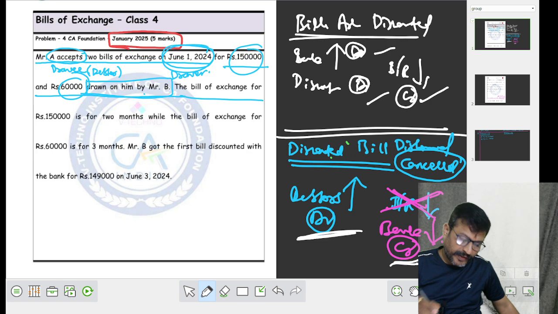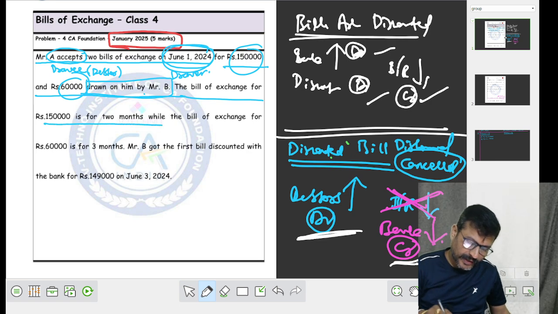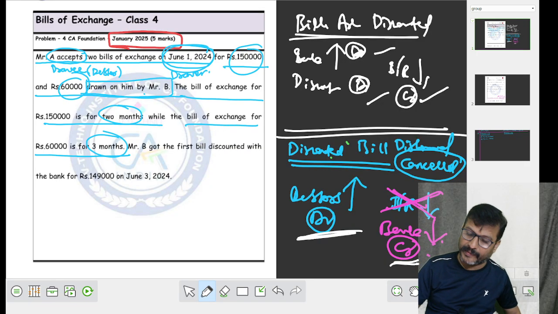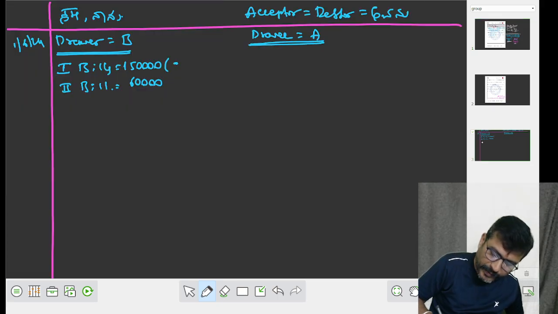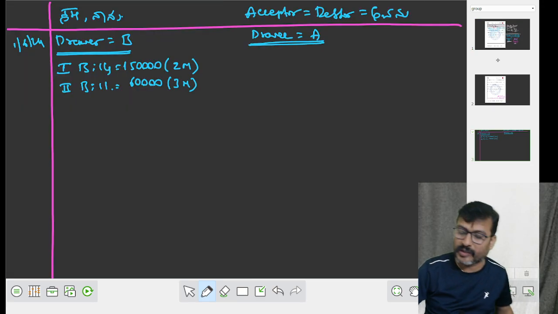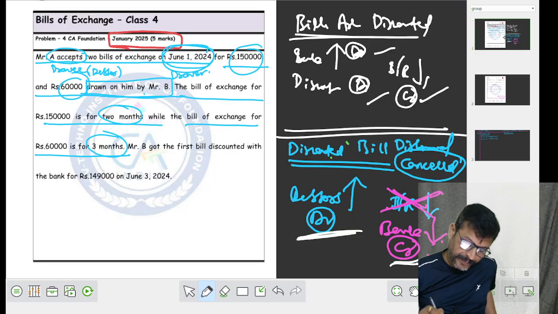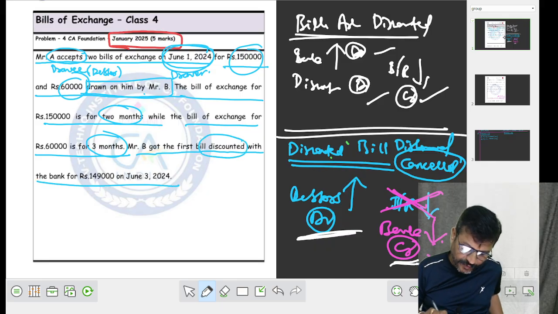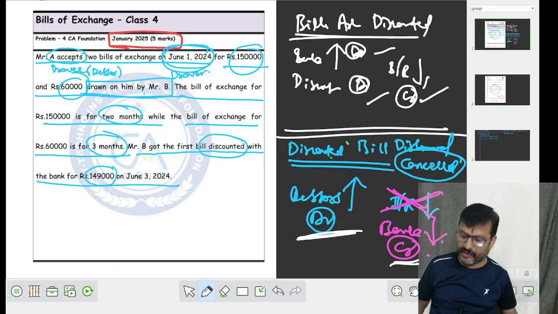The bill of exchange for 1,50,000 is for 2 months. The bill of exchange for 60,000 is for 3 months. This is for how many months? 2 months. 60,000 is for 3 months. Mr. B got the first bill discounted with the banker for 1,49,000.